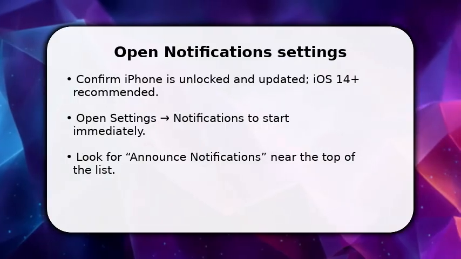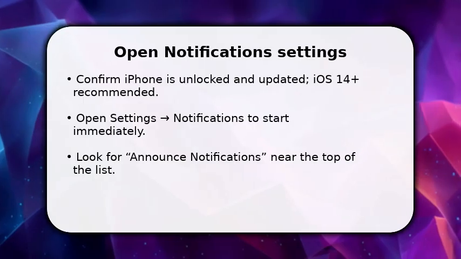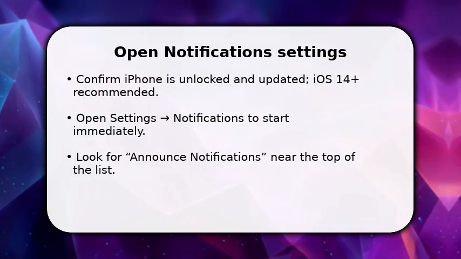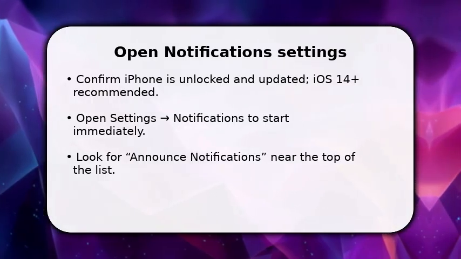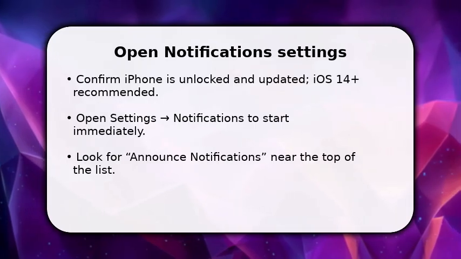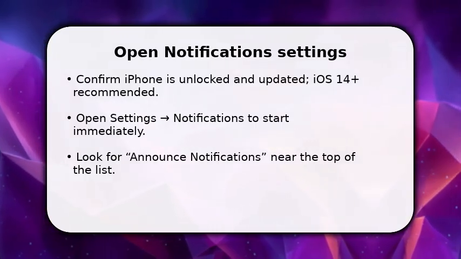You're starting in Settings because this is where iPhone controls voice alerts. Once in Notifications, tap Announce Notifications. That's the single place Apple uses to speak alerts aloud. Make sure you're not in Control Center or another app. You need the Notifications pane.